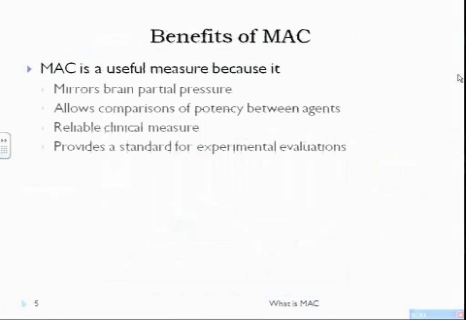The benefit of MAC is that it's a useful measure because it mirrors the brain partial pressures. It allows comparison of potency between agents. So if I ask you what's the MAC of sevo, the answer should be 2, out of your head. What's the MAC of halothane? 0.75. What's the MAC of isoflurane? 1.17 or 1.15, depending on which book you read. So if I turn the dial to that number, I should expect 50% of the patients not to move. That's the benefit of it. It's a really reliable clinical measure, and it provides a standard for experimental evaluations of different medications.